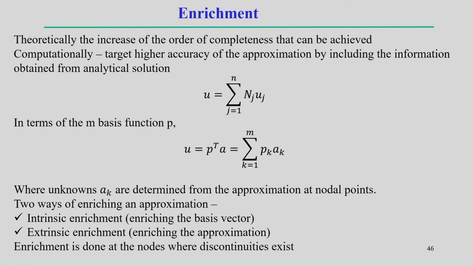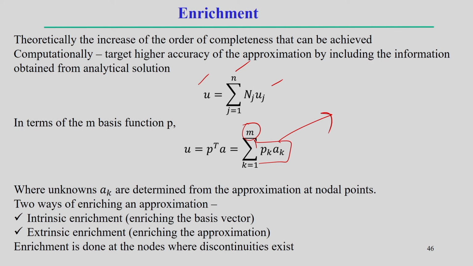Now, theoretically, the increase of the order of completeness can be achieved in this particular case, and computationally, targeting higher accuracy of the approximation by including the information obtained from the analytical solution, we can say that u can be represented like this. So, the information from the analytical solution is also helpful, such that theoretically we can increase the order of completeness, and we can achieve this relation: u equal to the sum for j equal to 1 to n of Nj uj. In terms of m basis functions p, we can also write it this way, pk ak, where the unknown ak determines the form of the approximation at the nodal points. Basically, ak determines the different forms of the approximation that can be represented at the nodal points.